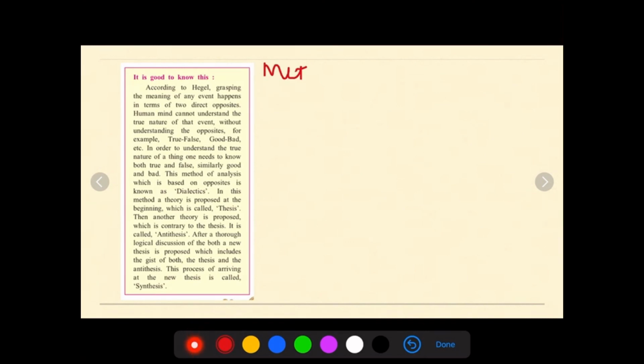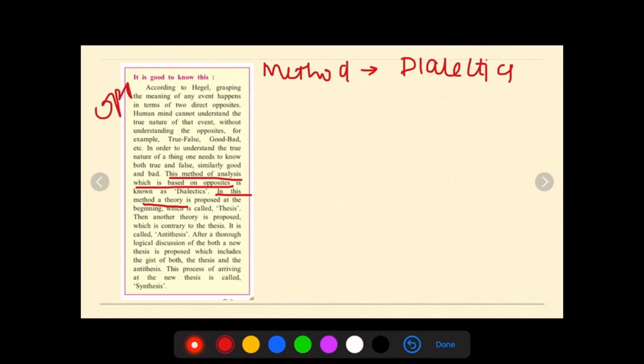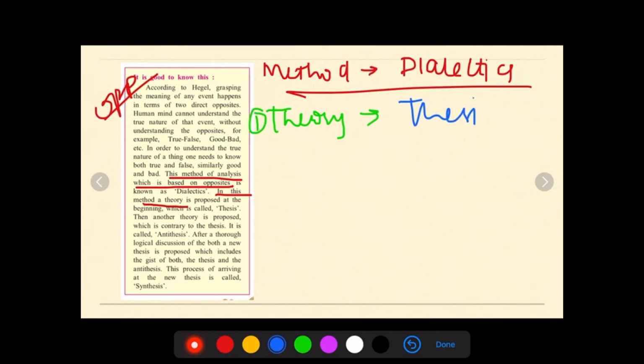First, the method is dialectics. What is dialectics and which method is it? This method of analysis is based on opposites, to know the good and bad qualities or nature of a historical document, and it is known as dialectics. Next, at the very beginning, a theory is proposed which is known as thesis. Thesis is given at the beginning.